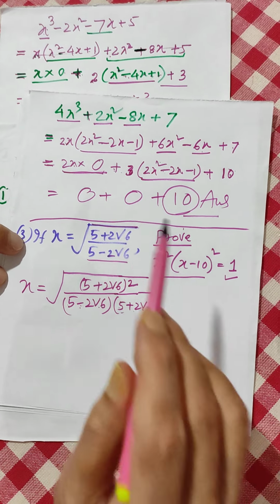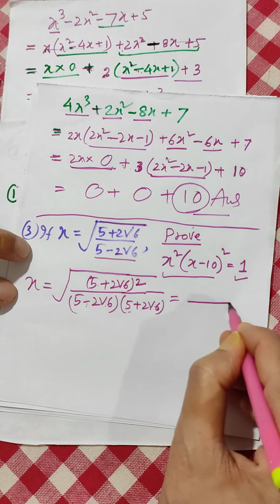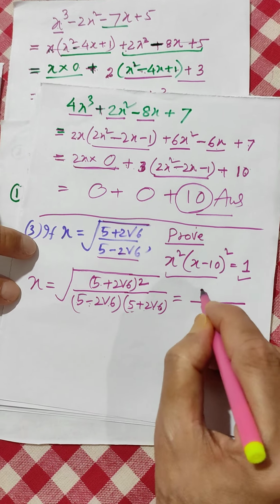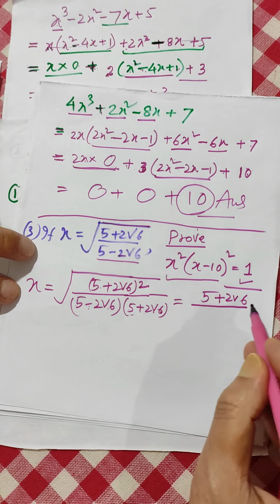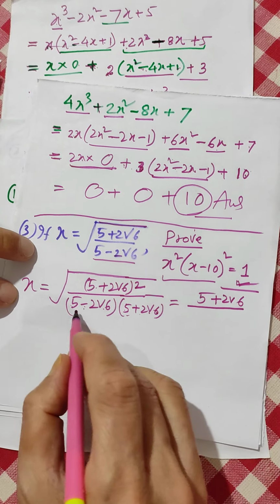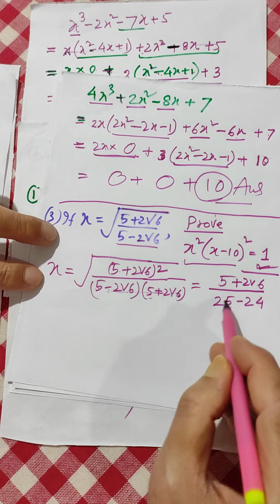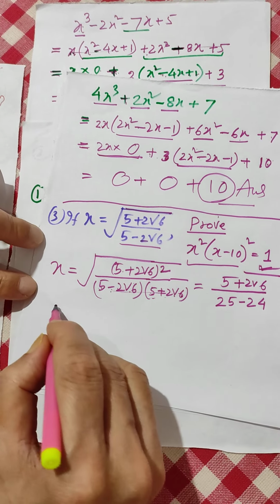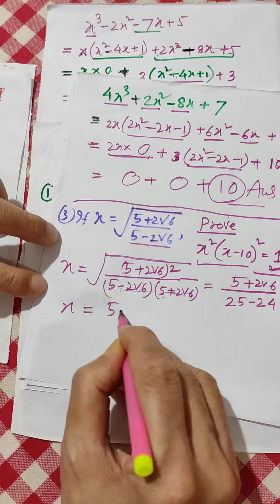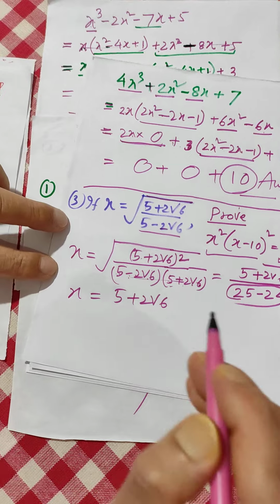Now numerator 5 plus 2 root 6 into 5 plus 2 root 6, so it will be whole square. Now this whole square and root will go. Therefore numerator will be only 5 plus 2 root 6. And denominator will be by the a plus b, a minus b formula, 25 minus 24. So 5 square is 25 minus 2 root 6 square is 24. Okay, that means only 1. So x is equal to what? 5 plus 2 root 6, because this part is 1, isn't it? Therefore x equal to 5 plus 2 root 6.